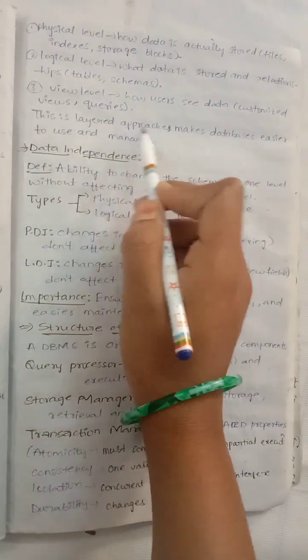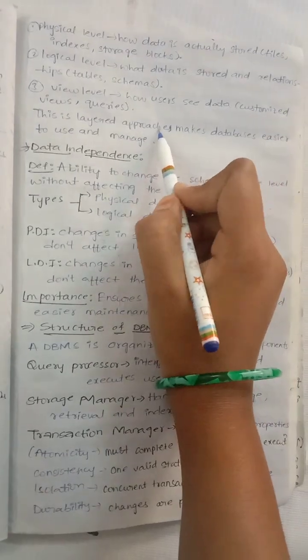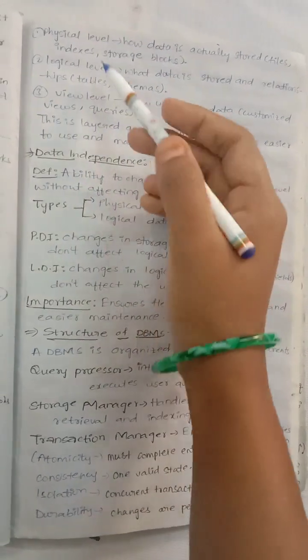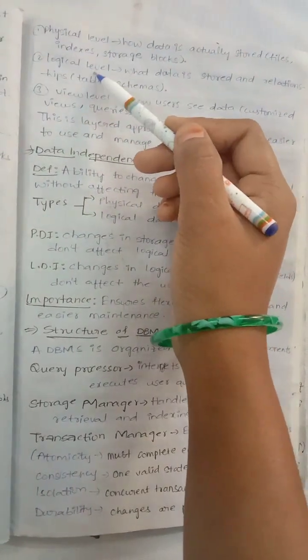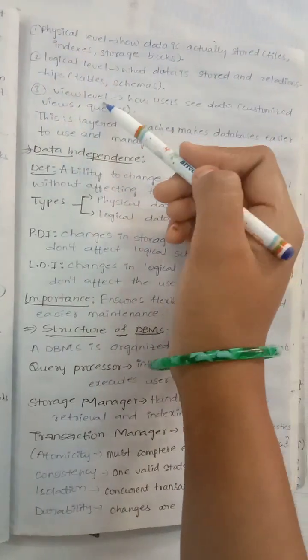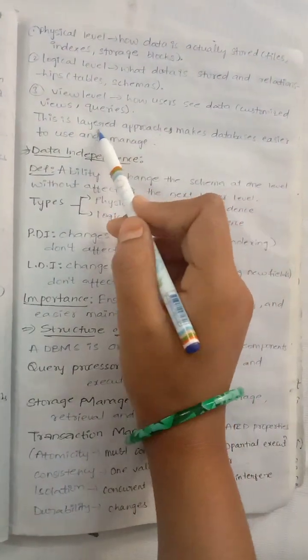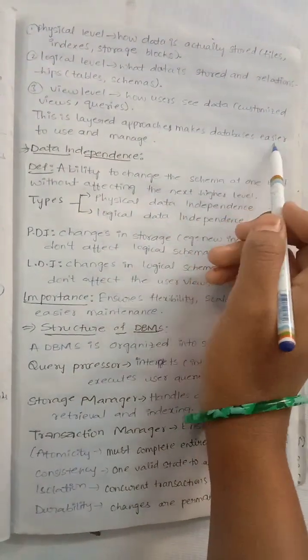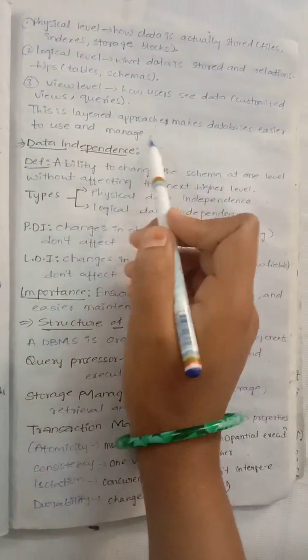This is a layered approach: first level, after that second level, after that third level. These are the three levels. This is a layered approach that makes the database easier to use and manage.